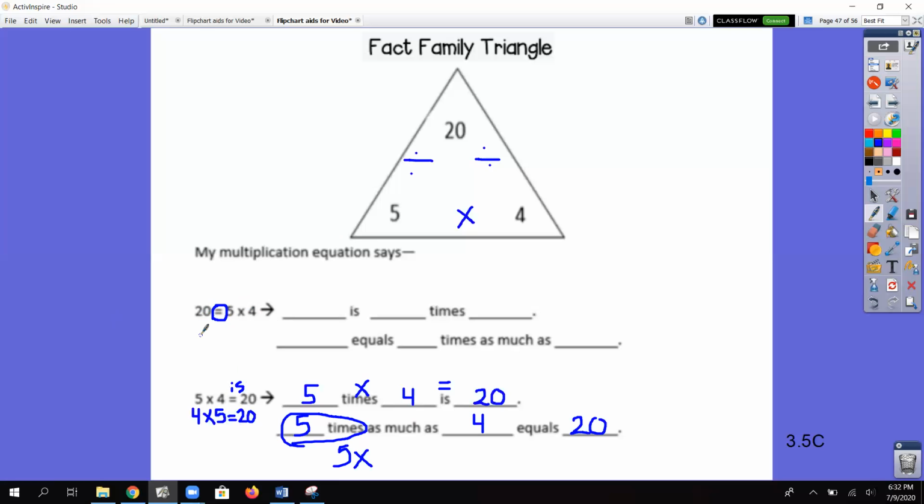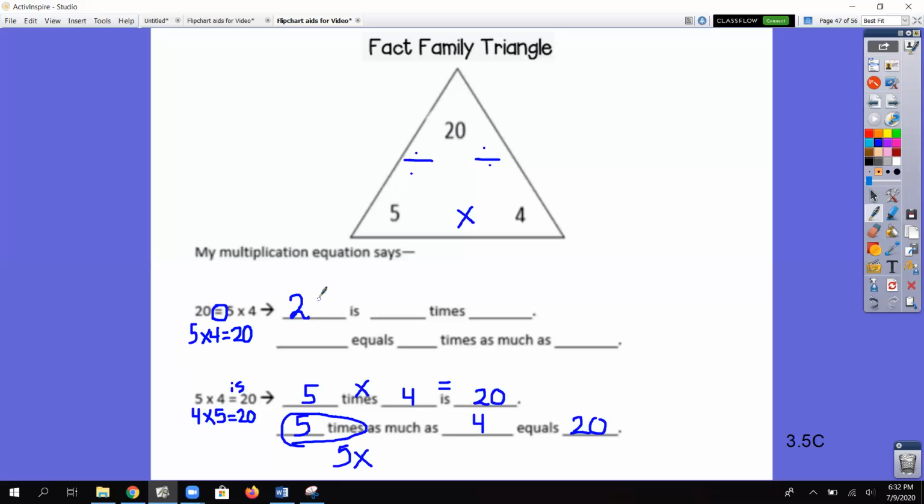20 equals 5 times 4 is the same as writing 5 times 4 equals 20. All they did was flip it. But on either side, you still have the same amount. You have 20 on this side, and you have 20 on this side when you multiply that together. So here it's just flipping it.